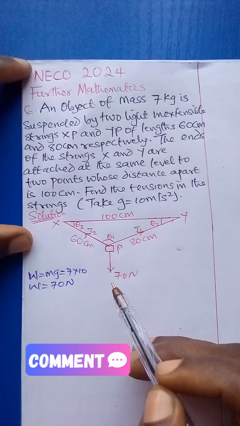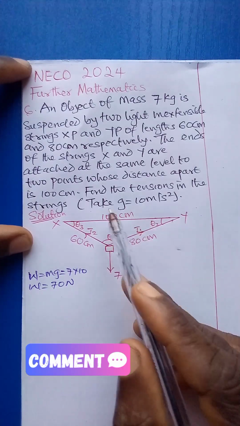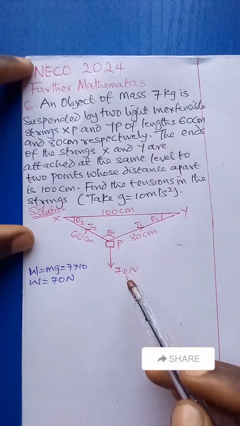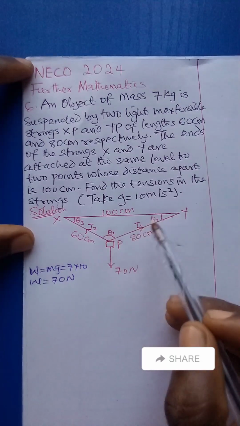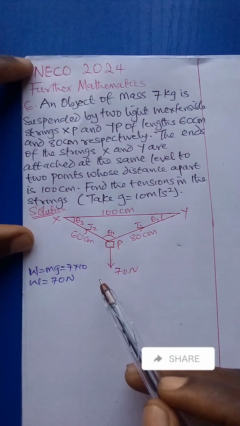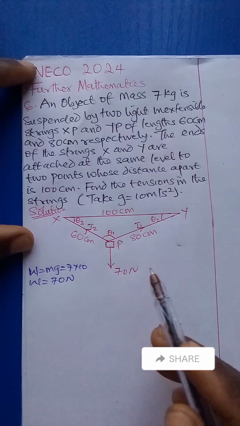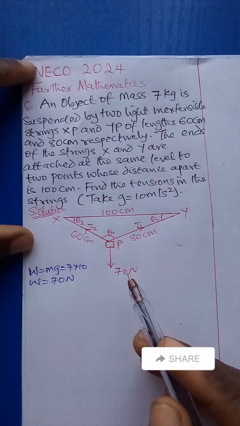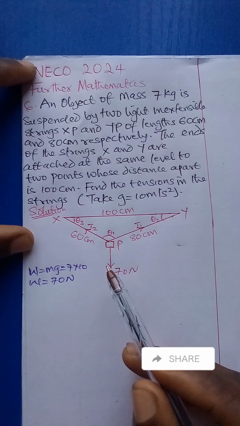We are given a triangle, and the sides of the triangle are indicated, but the internal angles of the triangle are not given. We first of all need to calculate the values of the internal angles of the triangle. And then after that, we will apply the triangle law of forces. Then after applying the triangle law of forces, we'll be able to find T1 and T2 when we apply the sine rule.